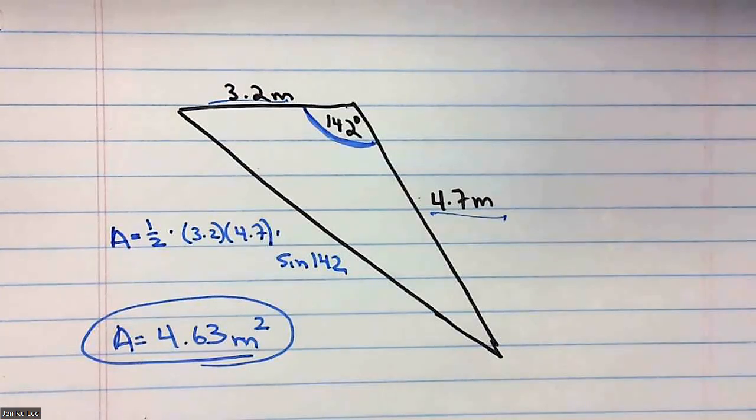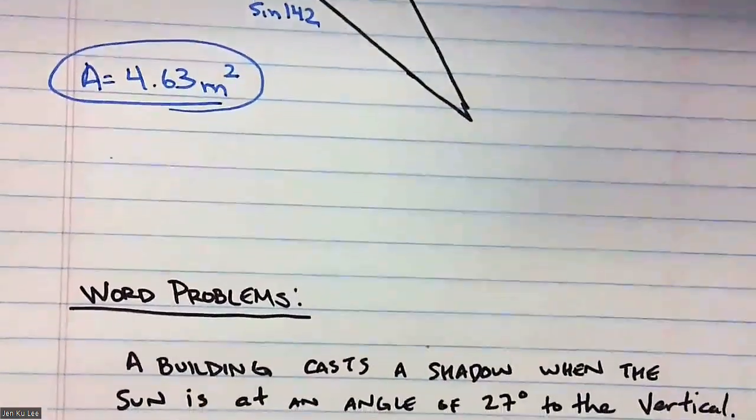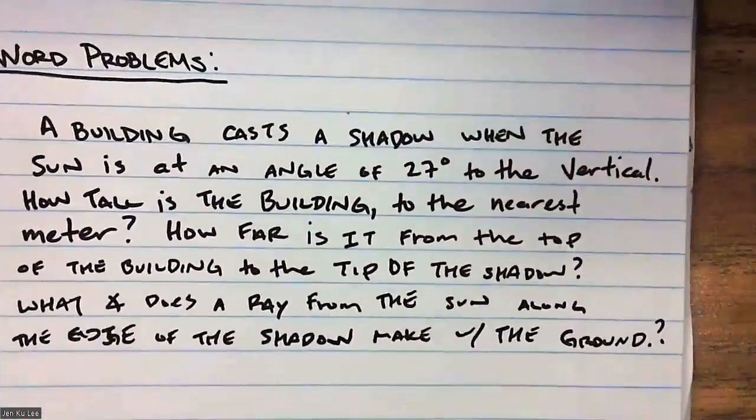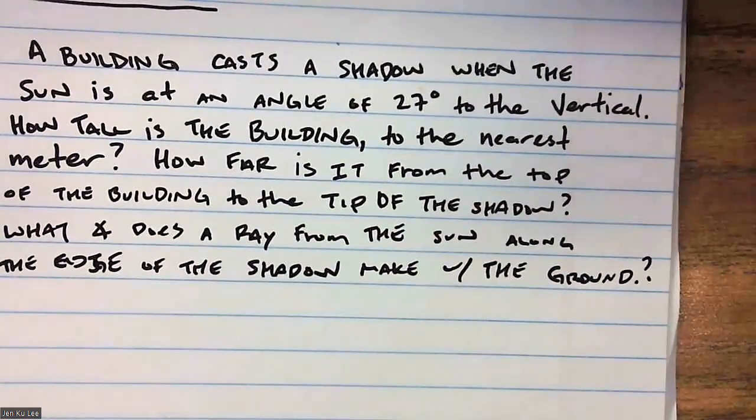Another problem that you might come across is a word problem. Okay, so this is the word problem here. A building casts a shadow when the sun is at an angle of 27 degrees to the vertical. Right there, I stopped for a reason, because your first step in a word problem is to draw a picture, just to get a better sense of it.